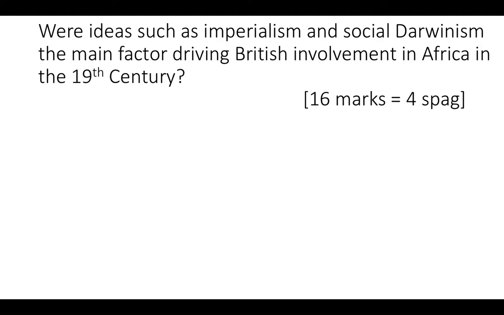This is a practice in how we write, not necessarily what we're writing. It's not about using an expansive part of the syllabus. We're looking at the paragraph structures, how we're writing, how we're supporting what we're writing with evidence, and then we're linking it back to the question. So, were ideas such as imperialism, social Darwinism the main factor driving British involvement in Africa in the 19th century? Again, the factor it wants you to talk about is imperialism and social Darwinism. It then wants you to talk about two other factors and then come to a conclusion.